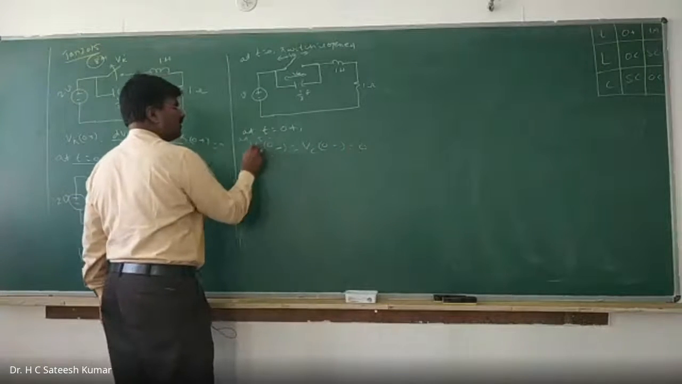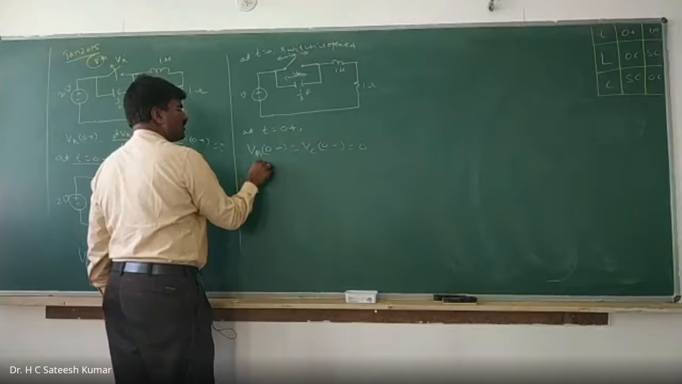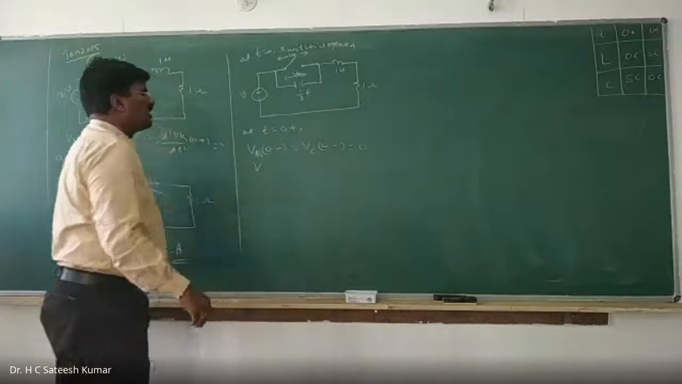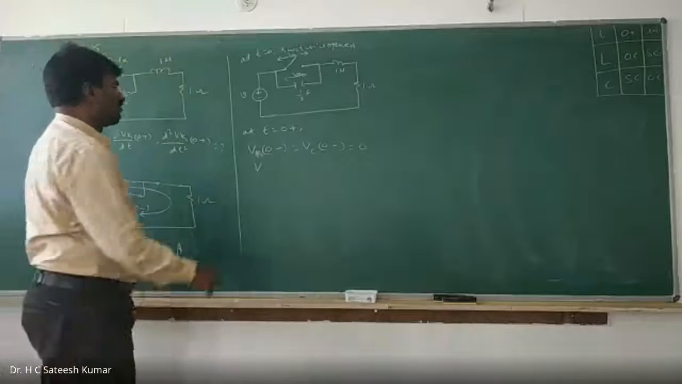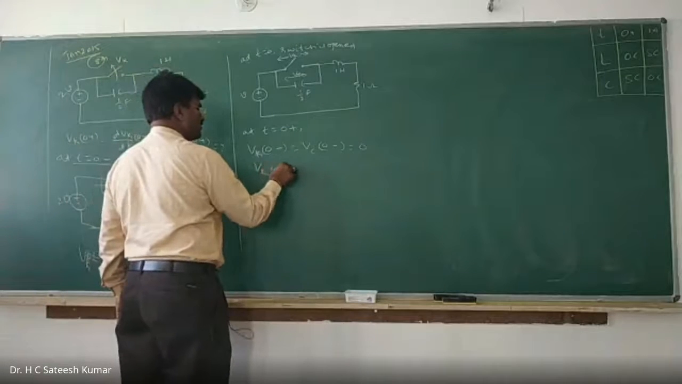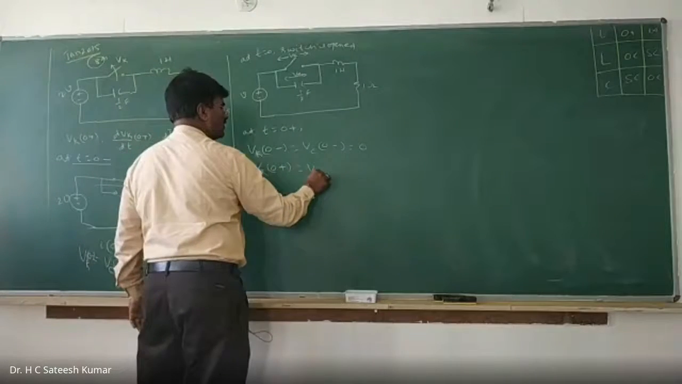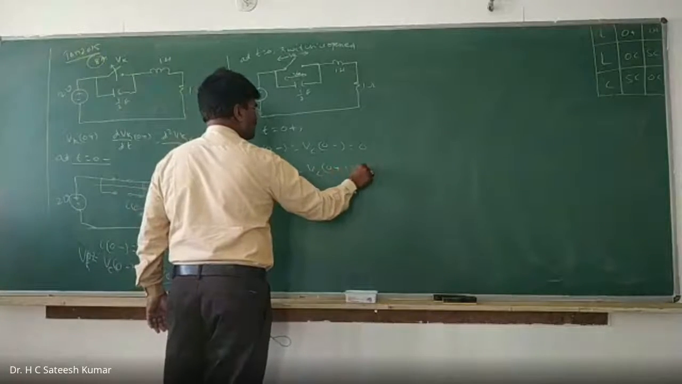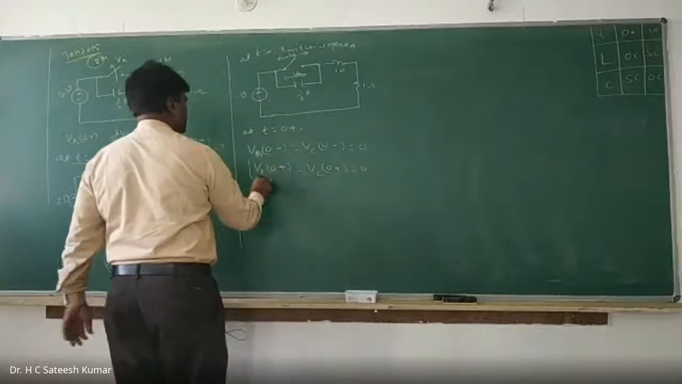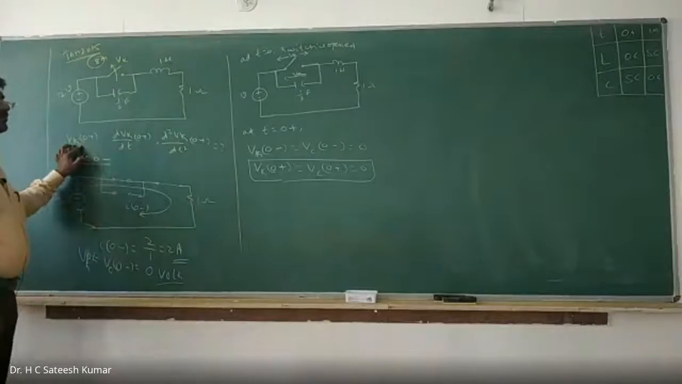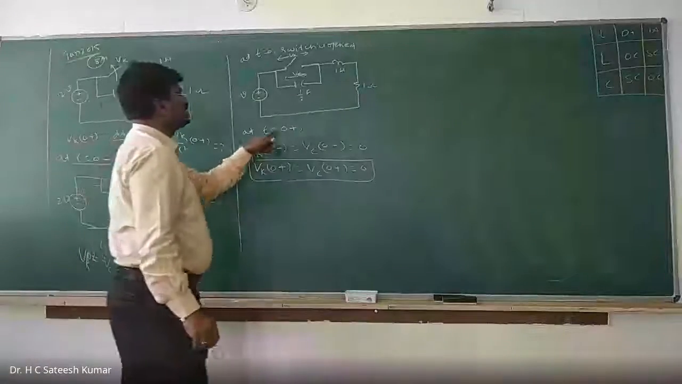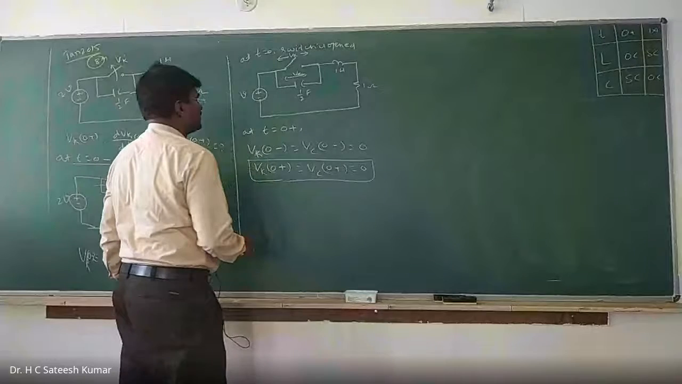But what will happen when the switch is opened at t is equal to 0 plus? The capacitor is unable to respond very fast. Therefore, Vk0 plus is also the same. Vk0 plus is equal to Vc0 plus, which is equal to 0 only. So that is the answer for the first part. What is he asking? The voltage across the capacitor. Okay, right. Now at t is equal to 0, if it is opened, what will happen?